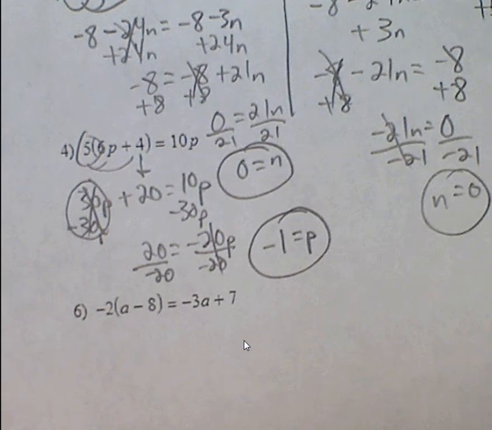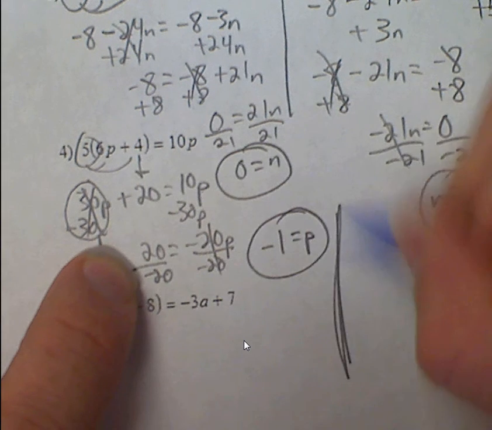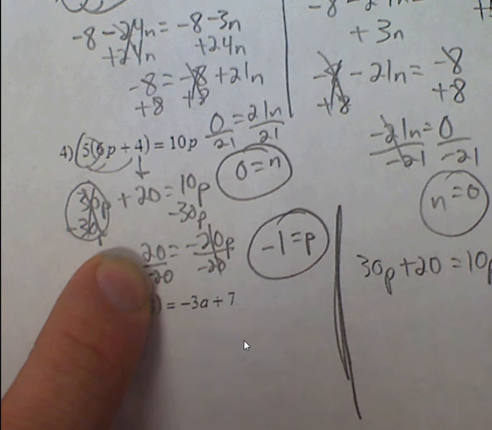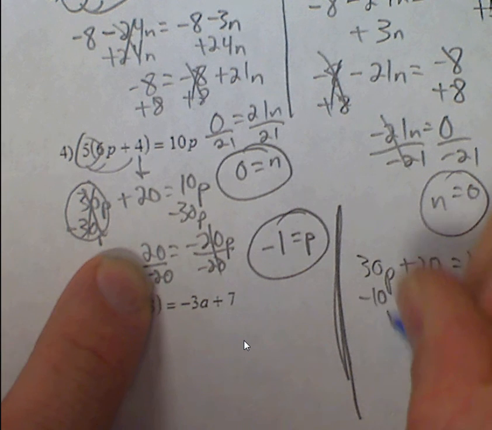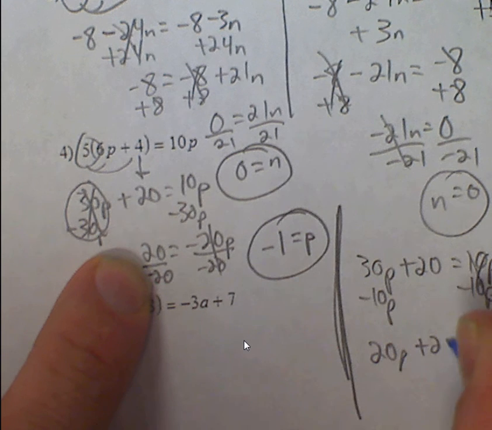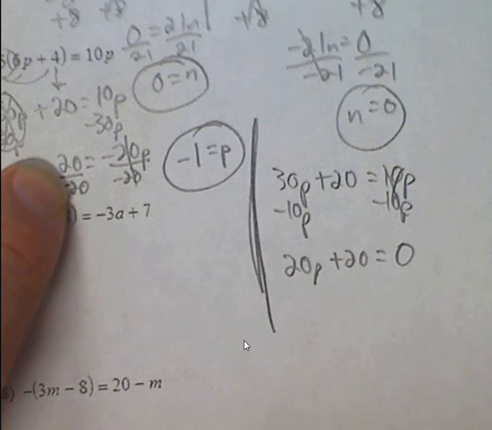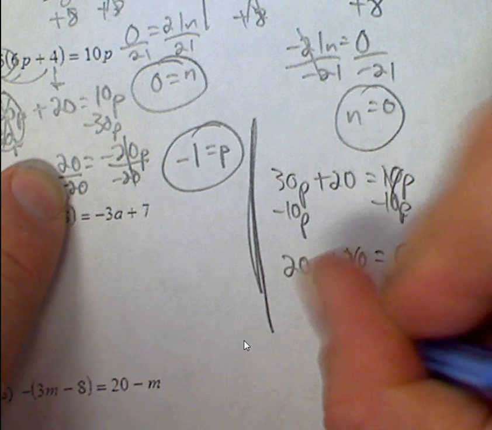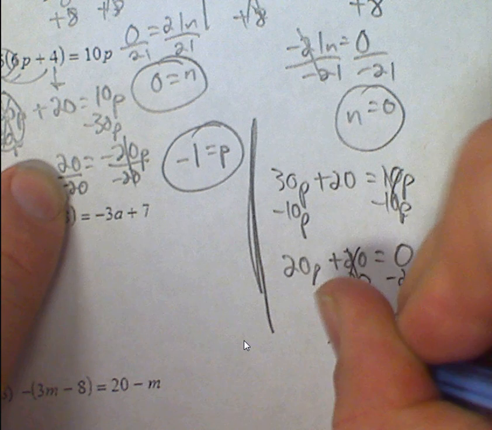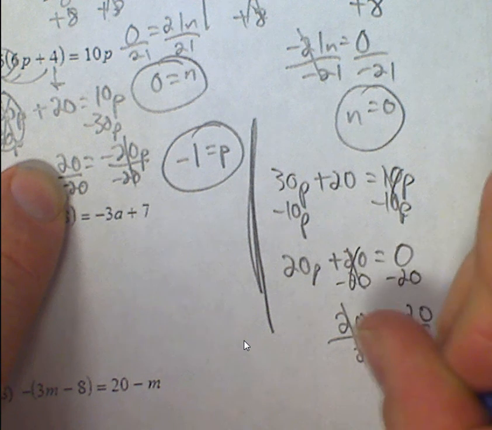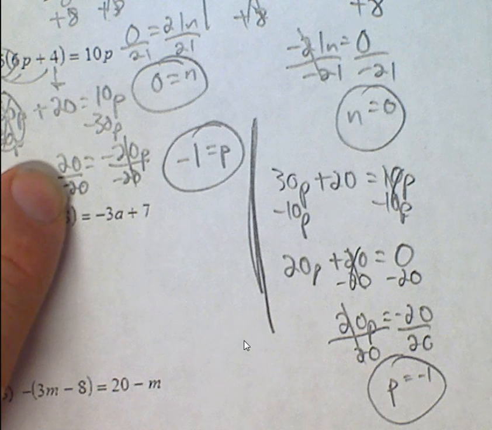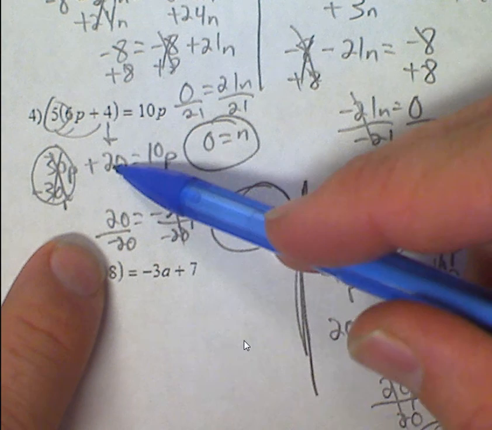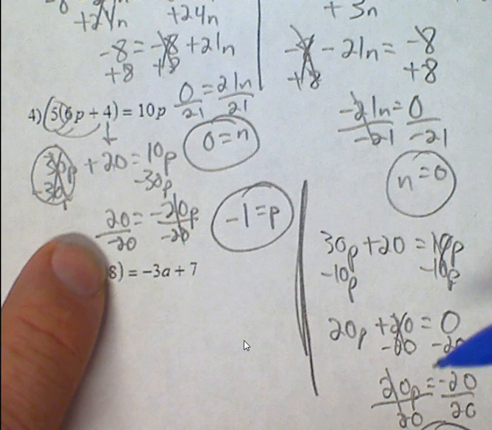This is easier than, let me go ahead and show you something. If I were to have 30p plus 20 and 10p, and I were to bring this 10p over, we're not wrong. We have 20p plus 20 equals 0. I just have to do a little bit more work. That means I would bring the 20 over, so negative 20, so 20p equals negative 20. Divide by 20, and I still get negative 1. They're both correct. But if I can bring my variable to one side and leave the number there, that's what I'm going to do because it makes my job a little bit easier.